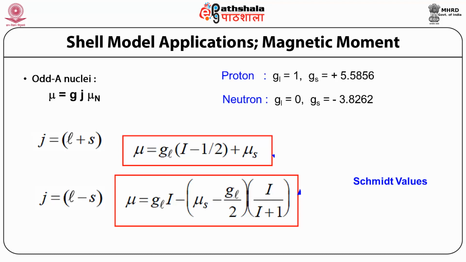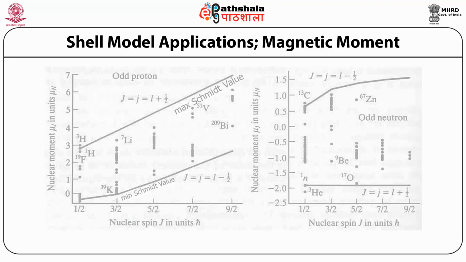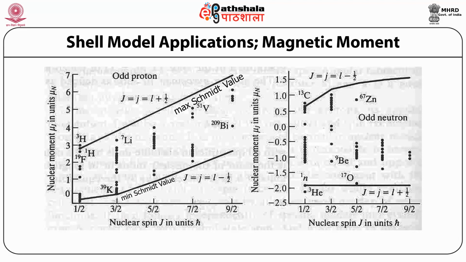Now, these two are the extreme values of magnetic moment for the two cases when J is equal to L plus S and J is equal to L minus S. These values are called the shell model values or the theoretical values, and they are better known as Schmidt values. Shell model applications, magnetic moment.